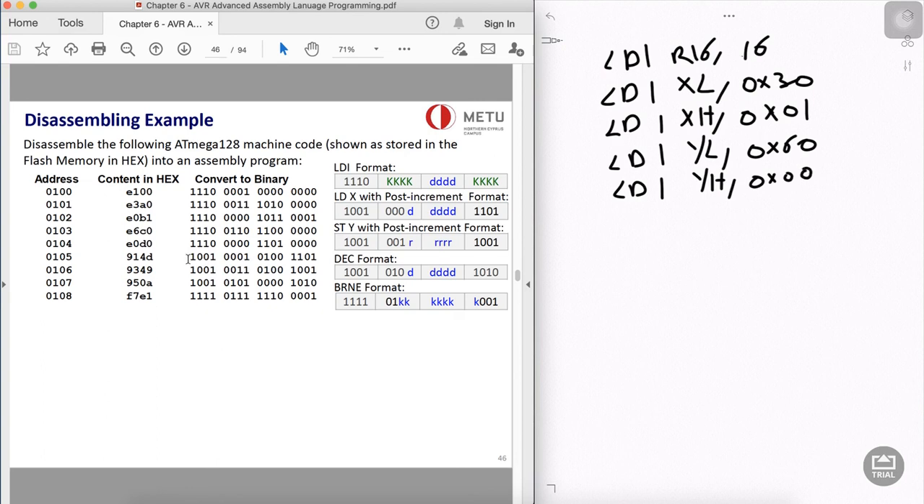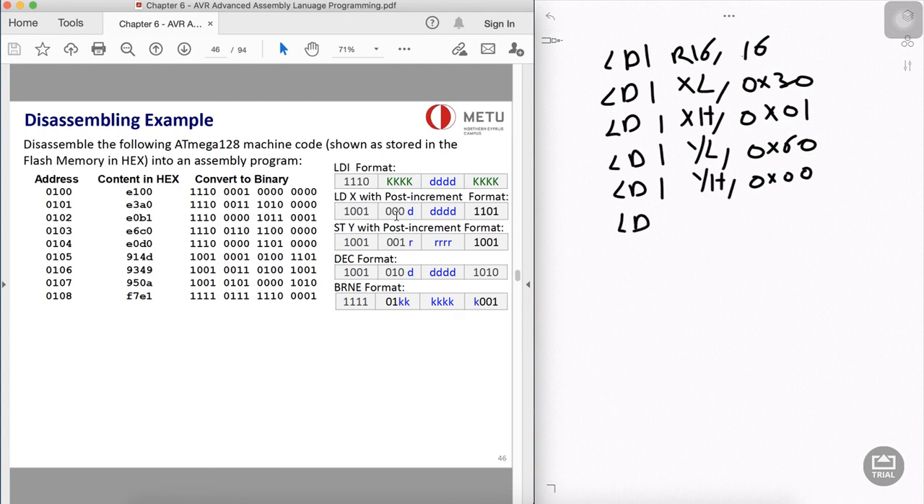Now we have another instruction over here, which is 1001. Now 1001, we have 3 of them. Let's check the second part. It's 001, it's 0011. So let's start with this one, which is 001. In this case, it means it's this one, I guess, 001. So we are going to do a load instruction.